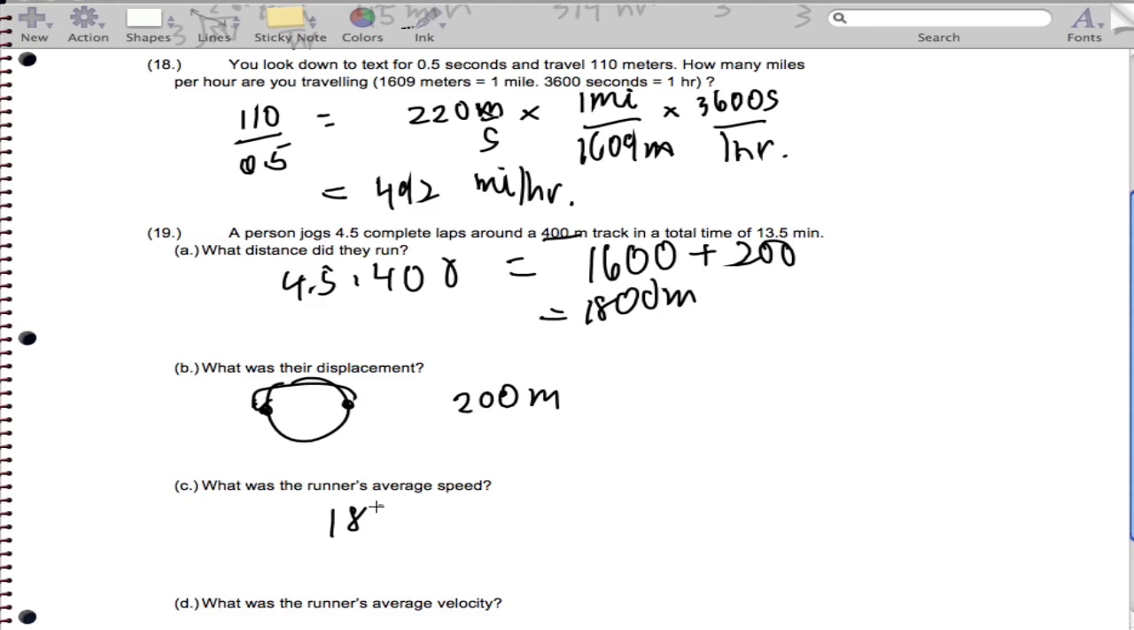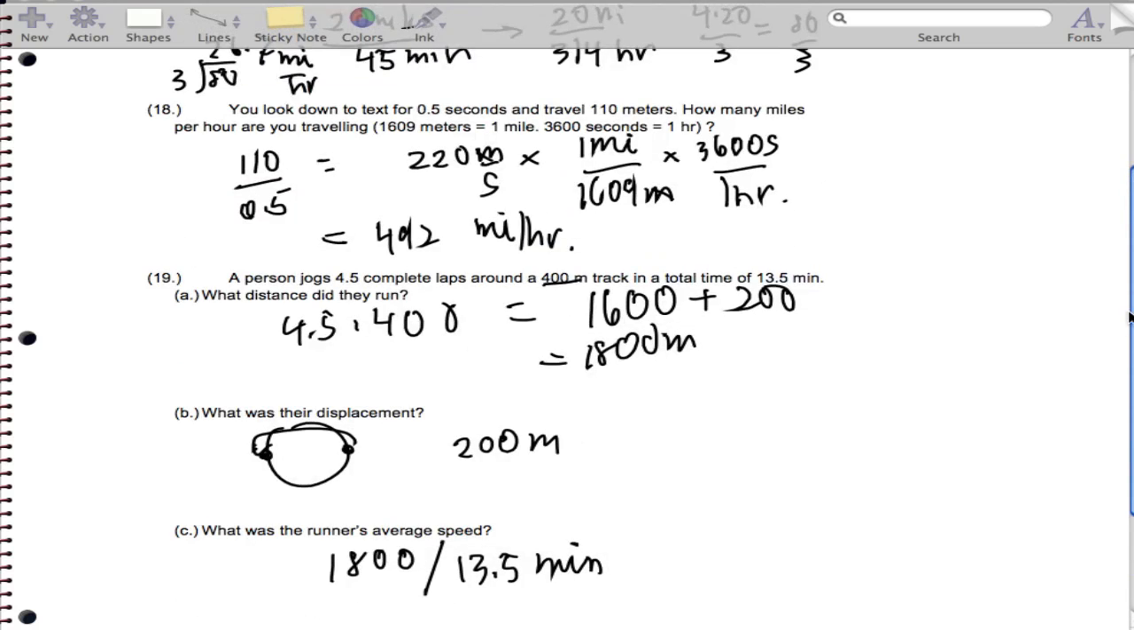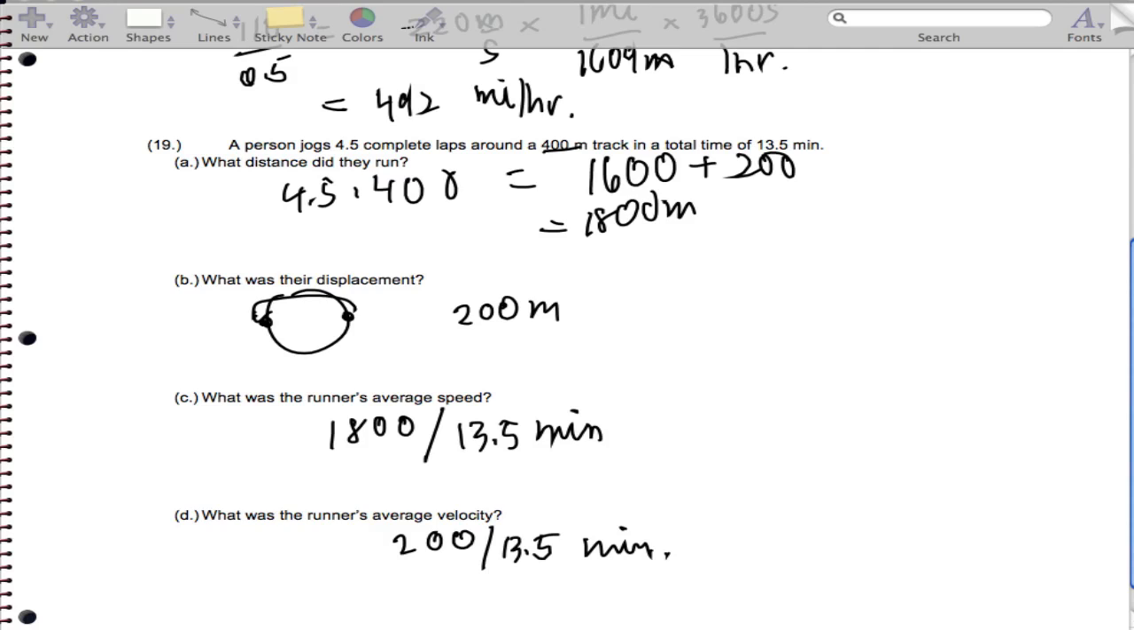The average speed is going to be 1,800 divided by 13.5 minutes, and I would be okay with this on the final, unless I told you I wanted a specific unit. The average velocity is going to be 200 divided by 13.5 minutes, and in the interests of time, I'm going to let you work those out for yourself so that I can end this video and you have the solutions to exam 1 retake.